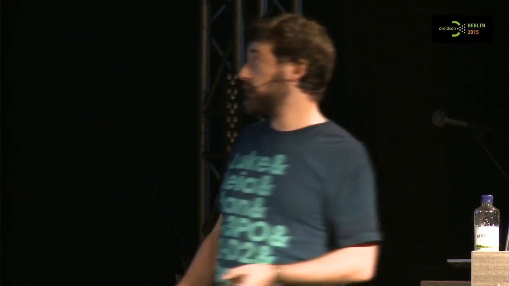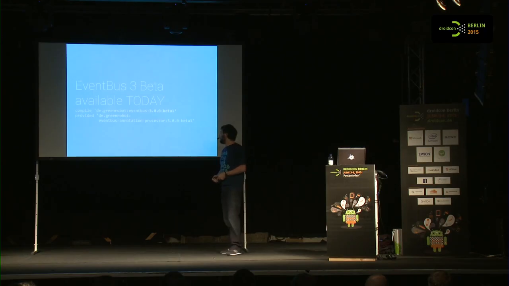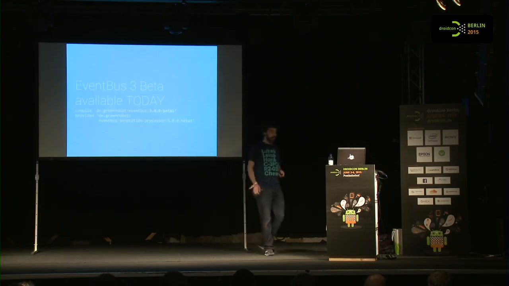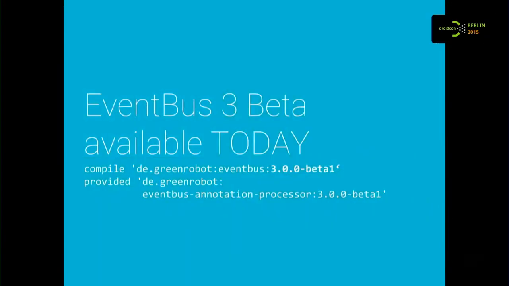Okay, that's about it. I can just announce this is available today. So this is brand new. If you want to give it a try, I would be very happy. All you have to do is update your version to this one. And if you want to use the annotation processor, you have to add another dependency. You don't have to use the compile type, but provide it, because it's needed only at build time, right?